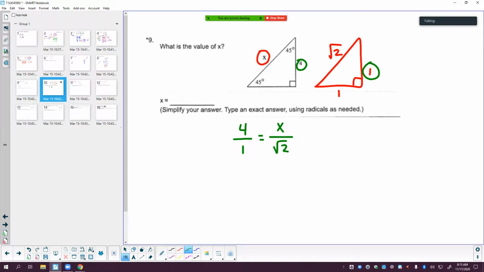Now you can write that in any order. You can also write 1 over 4 equals square root of 2 over x. So cross multiply here, these two and these two. 4 times the square root of 2 is 4 square root of 2. 1 times x is x. There's nothing left for me to solve there. So x is equal to 4 square root of 2.